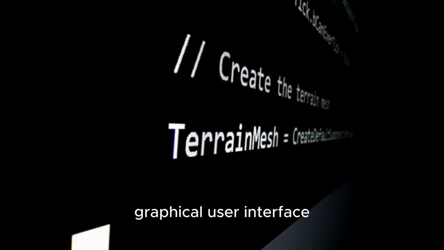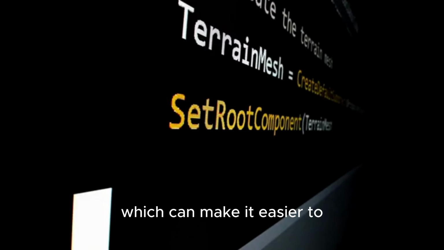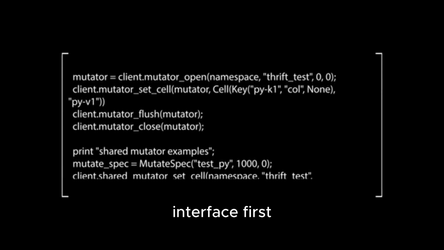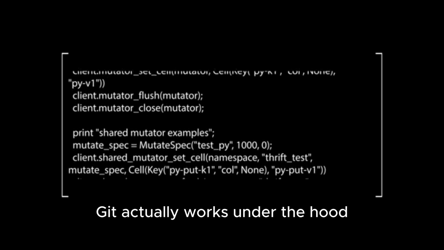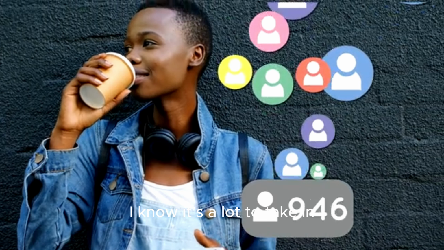There are many great graphical user interface tools for Git, like SourceTree, GitKraken, or the one built into VS Code, which can make it easier to visualize what's happening. But I highly recommend learning the command line interface first. It gives you a much deeper understanding of how Git actually works under the hood. That's a wrap on our introduction to Git and version control for collaborative coding. I know it's a lot to take in, but trust me, mastering this will change the way you code forever.